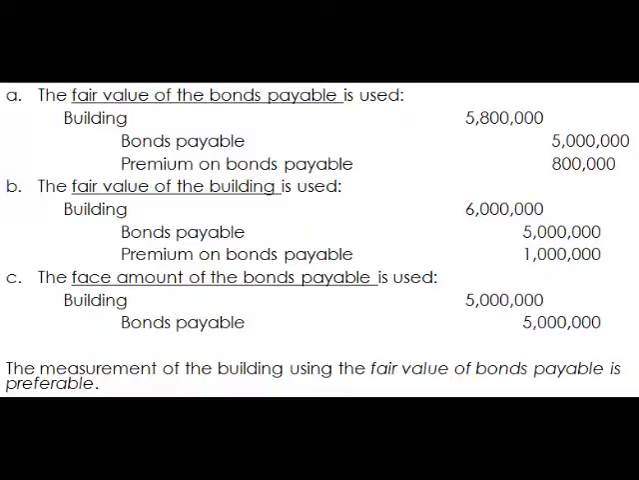So in the example, the entry comprises debiting building and crediting bonds payable with the same amount of 5 million pesos. It should be noted that if the fair value of the liability, the fair value of the fixed asset, and the face amount of the liability are all given, the measurement of the fixed asset using the fair value of the liability is preferable. In the example, the measurement of the building using the fair value of bonds payable is preferable.